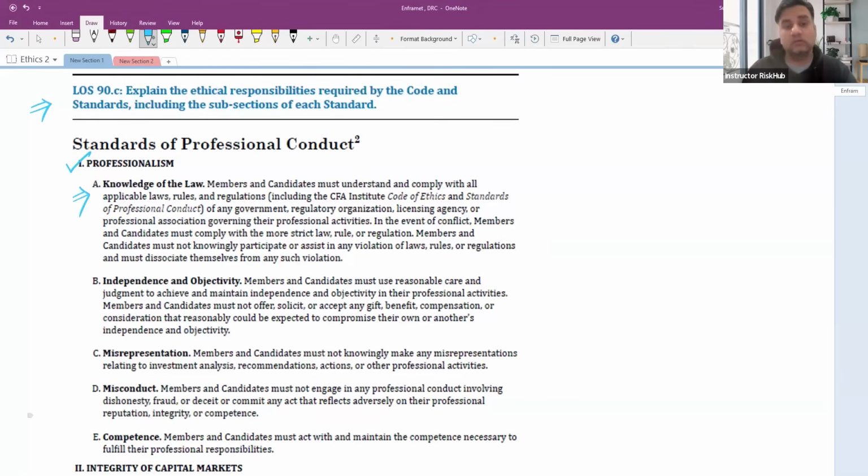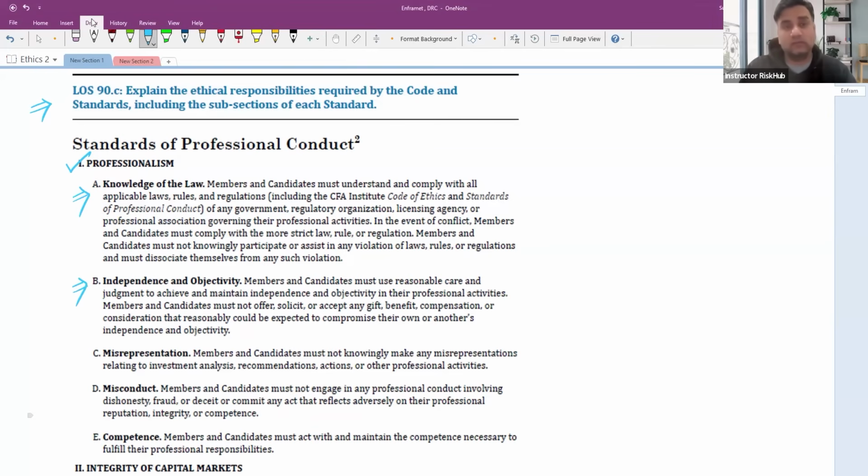So very, very important. The next one is about independence and objectivity. Independence and objectivity means no gifts, no benefits, no compensation that can impair your judgment, right? Could reasonably be expected to impair it also, that is also bad because perception matters, right? So keep that in mind very clearly, right? You have to understand these.